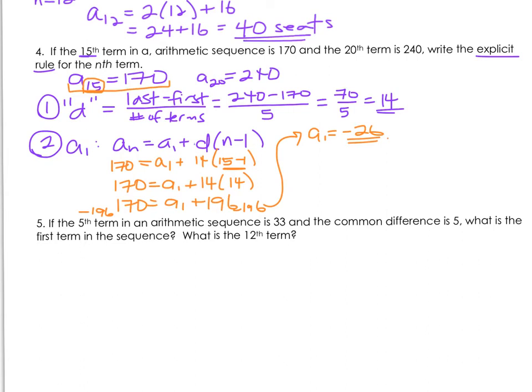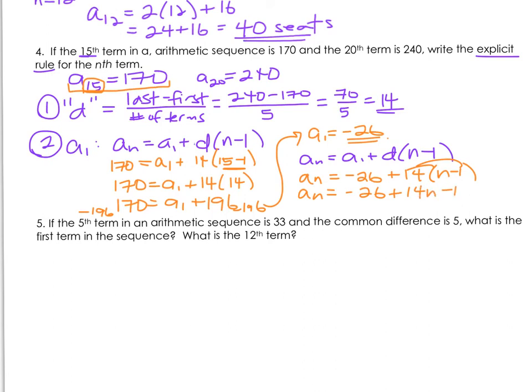Let's go ahead and substitute those into our formula. A sub n equals a sub 1 plus d times n minus 1. We're going to keep a sub n because we want the rule for any term now, not specifically the ones that were given in the original problem. A sub 1 is negative 26, plus our common difference is 14 times n minus 1. We just clean this up by distributing 14 in. Whoops, negative 26. Get that in there. And then plus 14n minus 14.